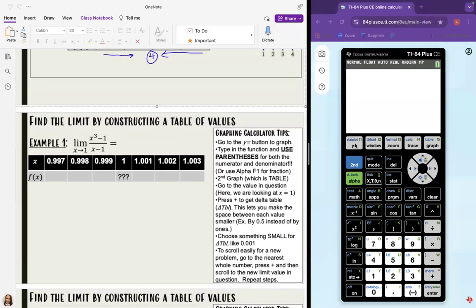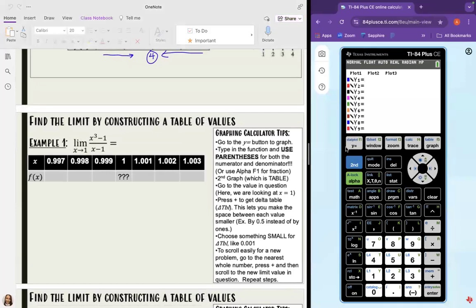So we're going to go to the y equals button and we're just going to type in our function. Do you guys know if you type this in as is, you would have to use parentheses around the numerator and denominator. Do you guys remember how to get that fraction? Remember what you push? Alpha. Anybody remember?